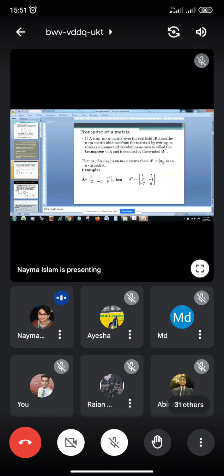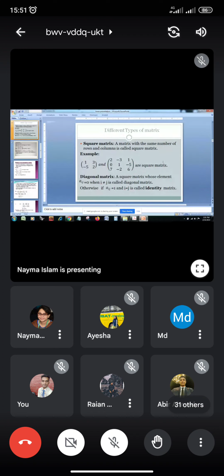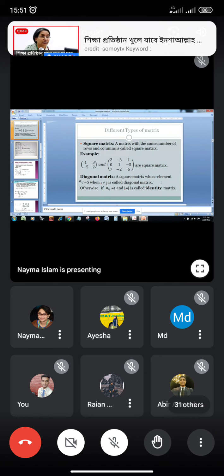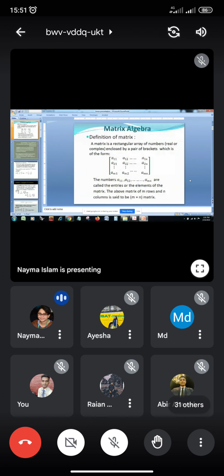Look at the definition again. When i is not equal to j, the element's value will be 0. It is called the diagonal matrix. That means which elements will be 0? Look here, when i is not equal to j: suppose A12, here i is not equal to j. A21, i is not equal to j. Is it clear?